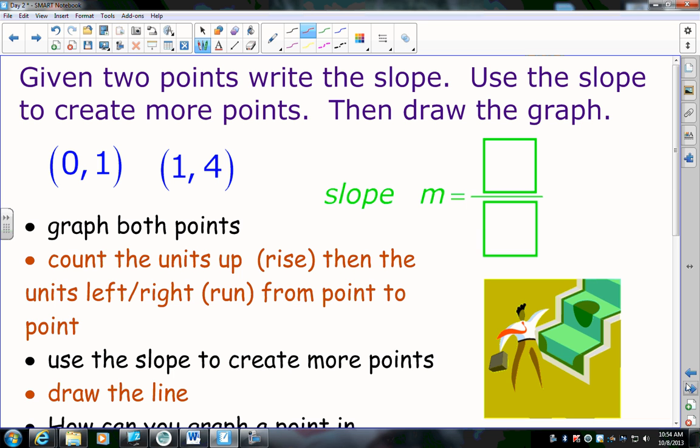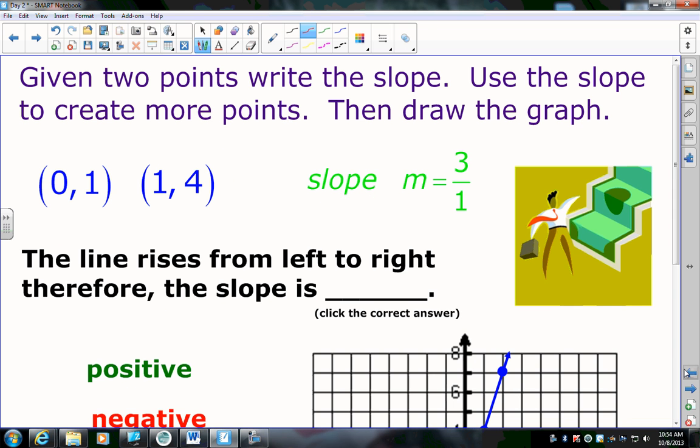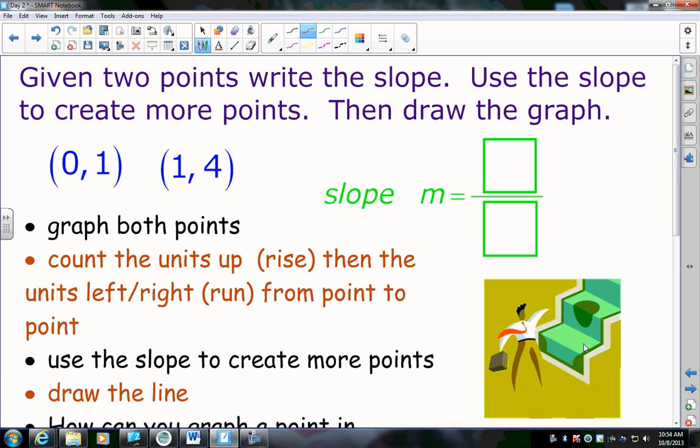Okay, so now on your paper, we can flip this back over. It says when given 2 points, write the slope. That's what it's going to ask you to do. This is the first one on your worksheet. It says use the slope to create more points, then draw the graph. So what it wants you to do first is to graph both points. They want us to graph both points, then count the units up, the rise, then count the units left or right, the run from point to point.